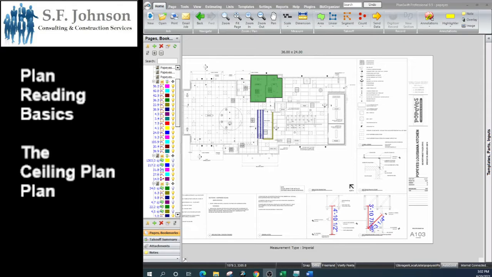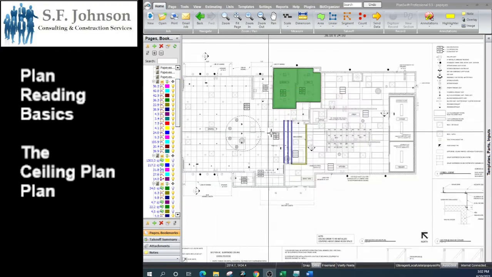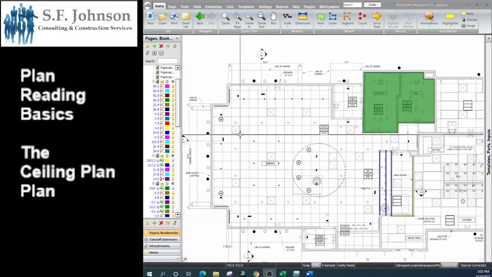And in this small snippet, we are going to discuss the ceiling plan for our series of our study of the plan reading basics. Okay, so now we're looking at the ceiling plan. So it's from the plan view, the view from above. And the ceiling plan is going to tell us all about our new ceiling construction.